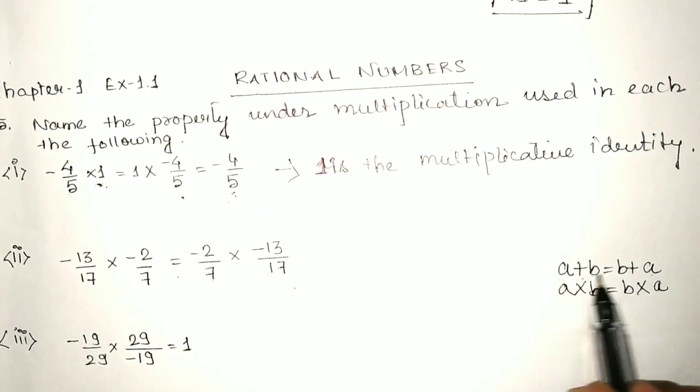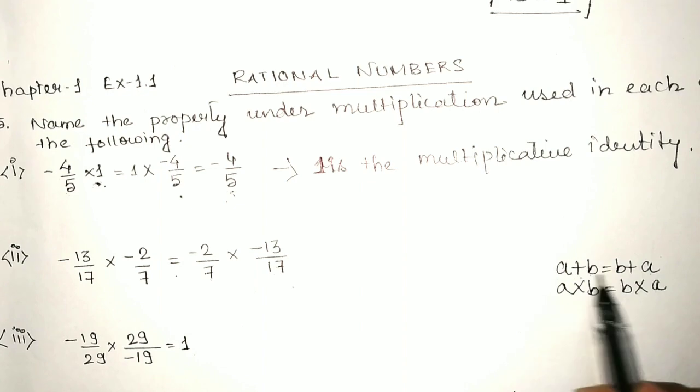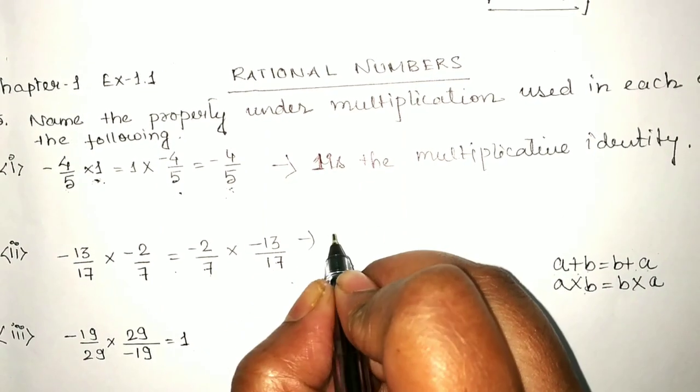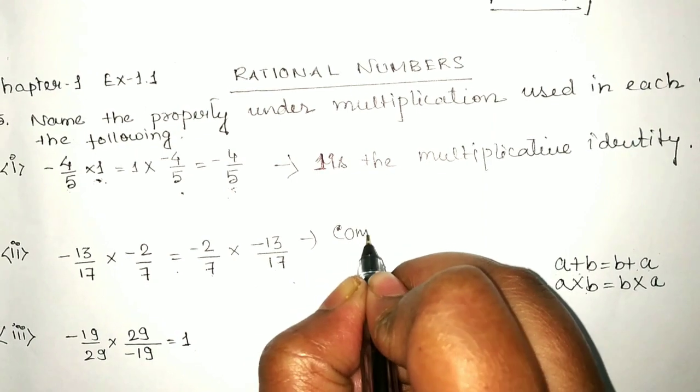So this commutative property can hold only in case of addition and multiplication. So this is which property? Commutativity.